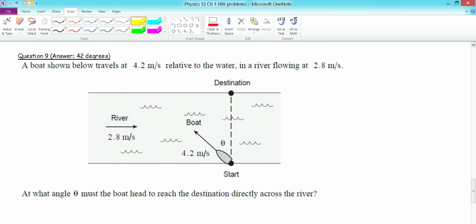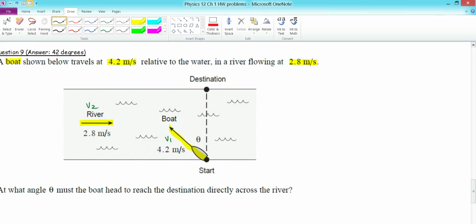A boat shown below, so here's my boat, travels at 4.2 meters per second relative to the water. All right, so 4.2 meters per second, and the river is flowing at 2.8 meters per second. So what angle must the boat head to reach the destination directly across the river? For this question, this is actually a simple vector question with a little bit of trigonometry. So I can call this vector 1, I can call this vector 2, and I'm simply going to add those two vectors. And when I do that, I get something like this.